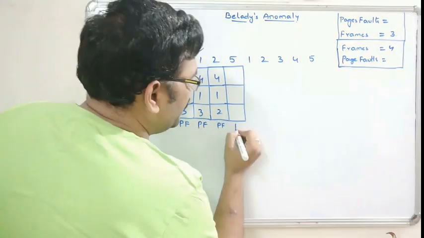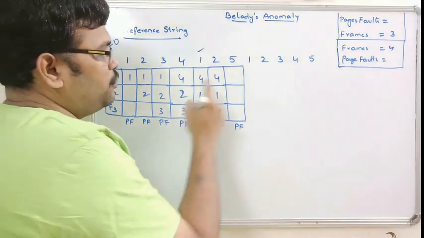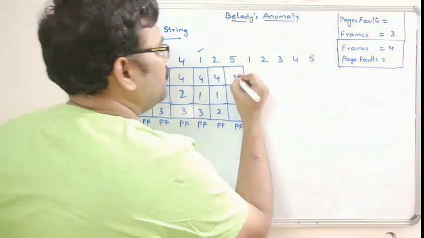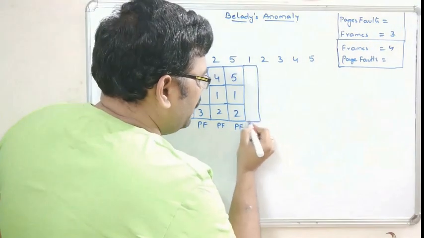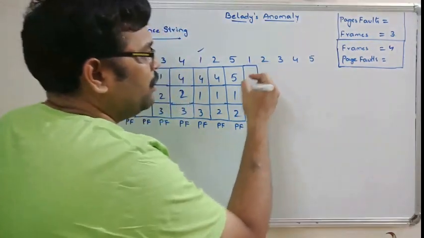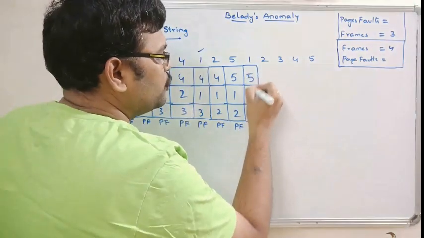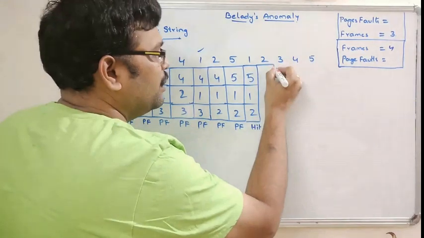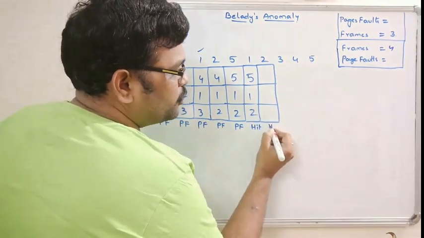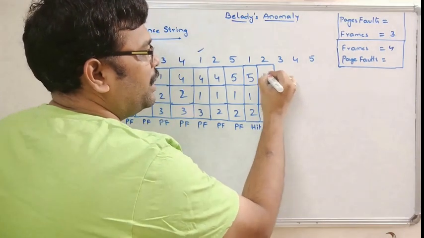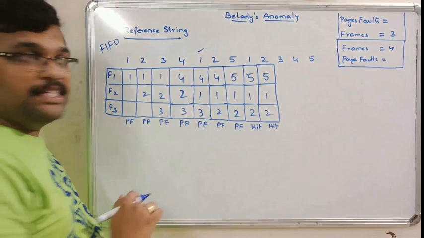Again it is a page fault because 5 is not available. We have to replace. Among these 3, 4 is the first one, so 4 will be replaced with 5. Then 1 is already available, so it is a hit, not a page fault. Nothing should be replaced because 1 is already in main memory. Next 2 is also available in main memory, so it is a hit, and we need not replace any page.